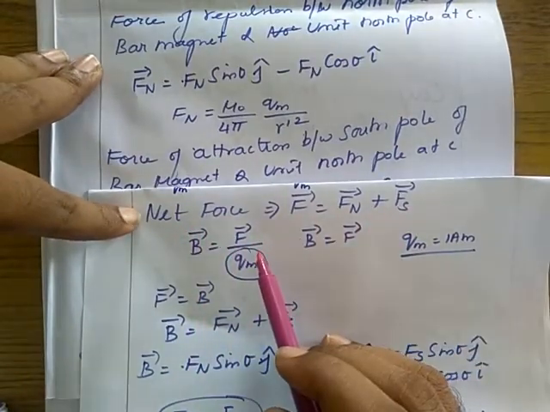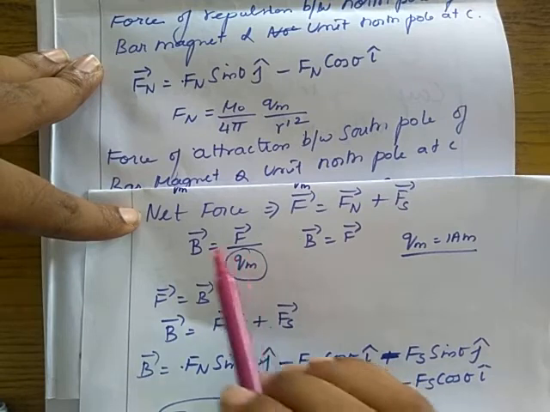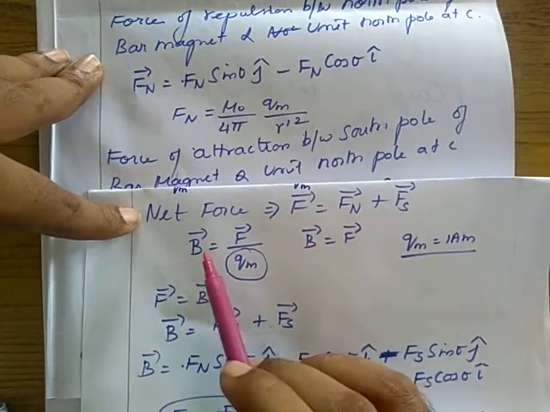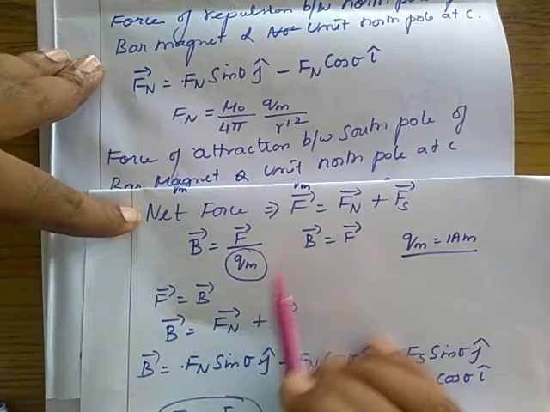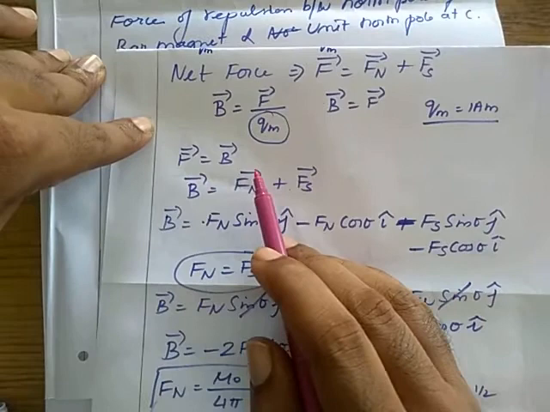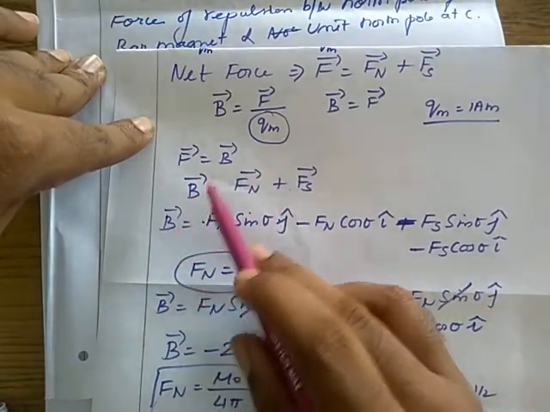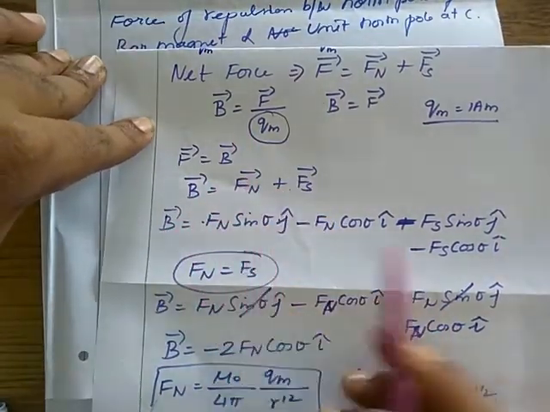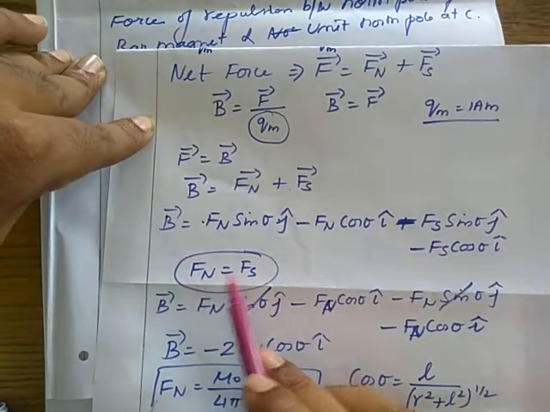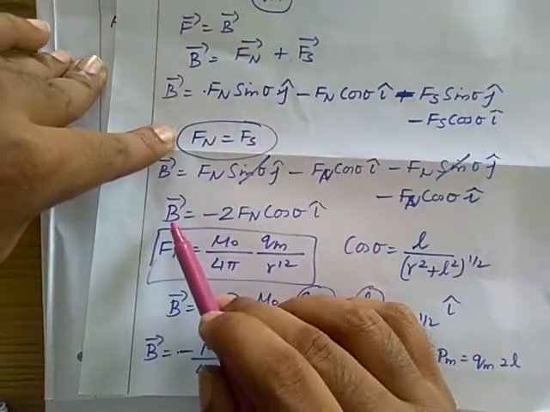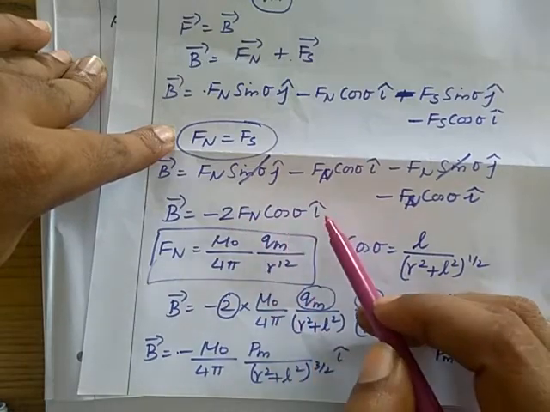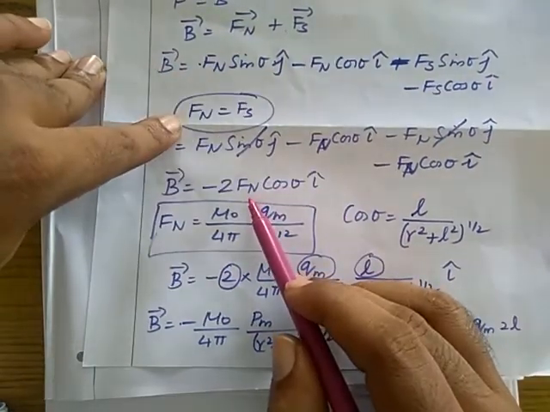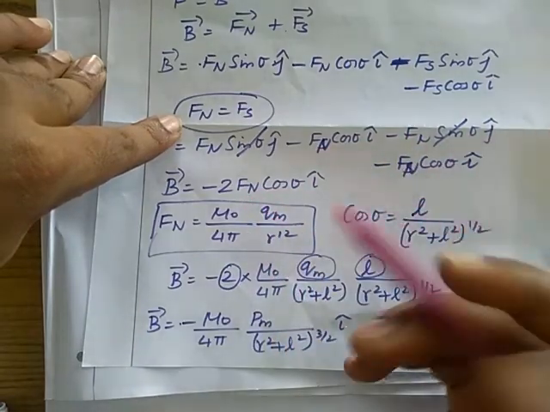Here also we only need to find the magnetic field, no need to find the force. So we write the force in terms of the magnetic field. We know the magnetic field is the force experienced by the unit pole, so F vector is equal to B vector. Then we can write F as B, and the expression becomes this. We know the magnitude of the attractive and repulsive force is the same, so Fn is equal to Fs. Then the total magnetic field at the point C becomes 2Fn minus 2Fn cos theta I cap. Here Fn is the magnitude of the attractive or repulsive force, whichever you want.